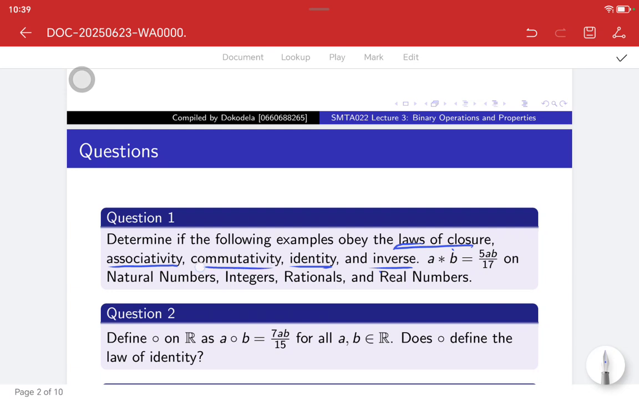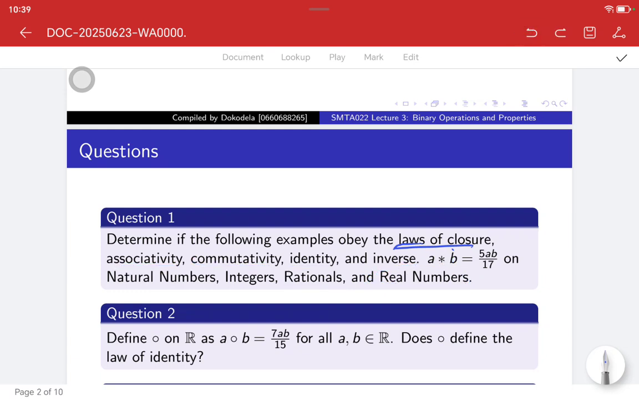Now, when we come to say that commutativity is also satisfied, then we say that this is an abelian group, right? When they are just four, it's a group. When commutativity is also satisfied, it's called an abelian group. So star is an abelian group under rational numbers. So you yourself, you can check real numbers.